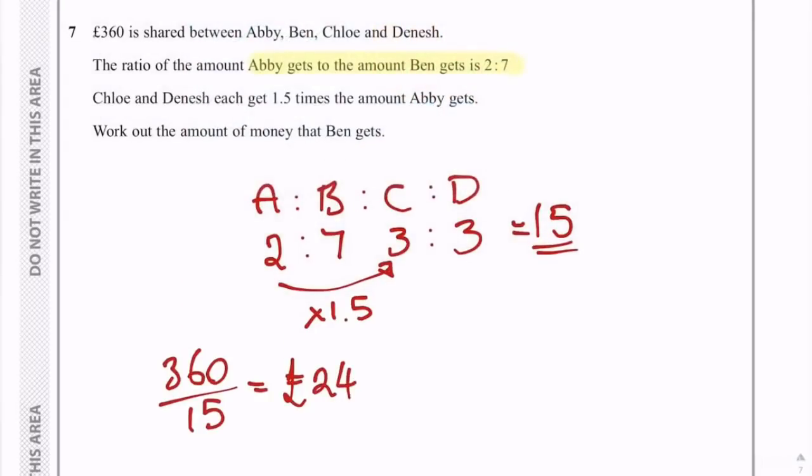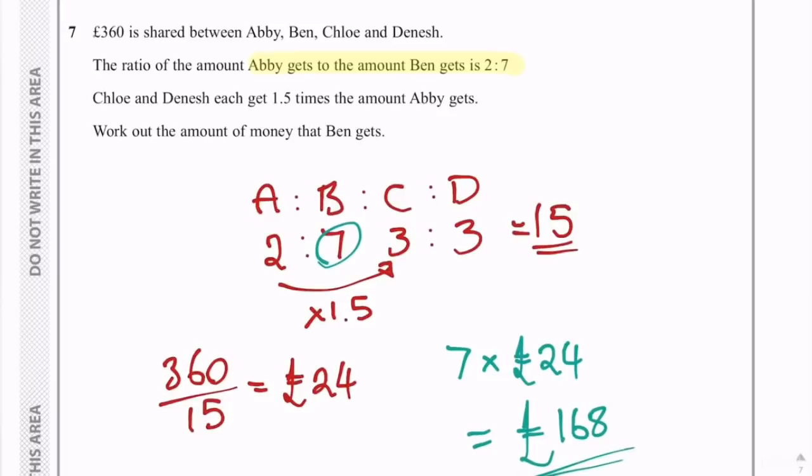Now, we can easily times them all by 24 if we want, so we can say that Abby gets 2 lots of 24, so Abby would get 48, and so on. But the one we're interested in is Ben, and Ben gets 7 parts. So 7 lots of this £24 that Ben's going to get is £168. And there we go, that's how much Ben gets.